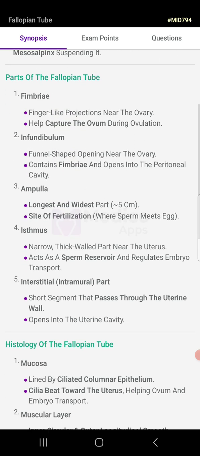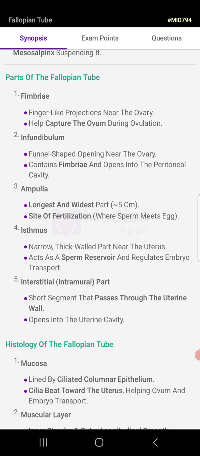Parts of the fallopian tube: fimbriae, finger-like projections near the ovary, help capture the ovum during ovulation. Infundibulum, funnel-shaped opening near the ovary, contains the fimbriae and opens into the peritoneal cavity. Ampulla, longest and widest part of 5 cm. Site of fertilization where the sperm meets the egg.